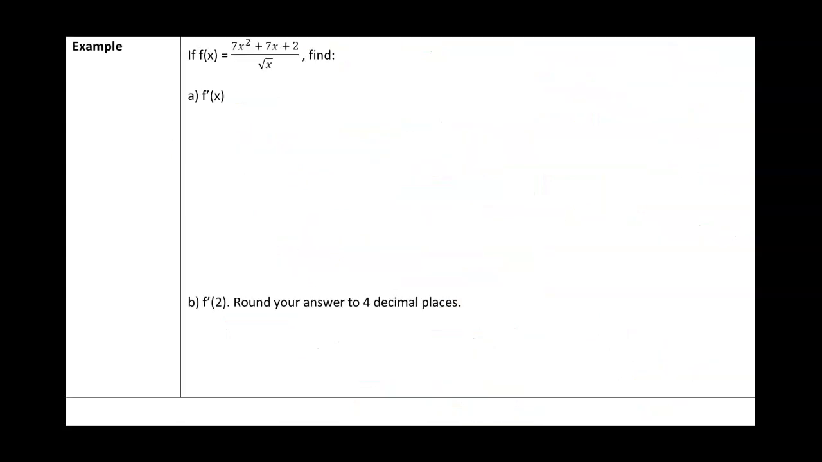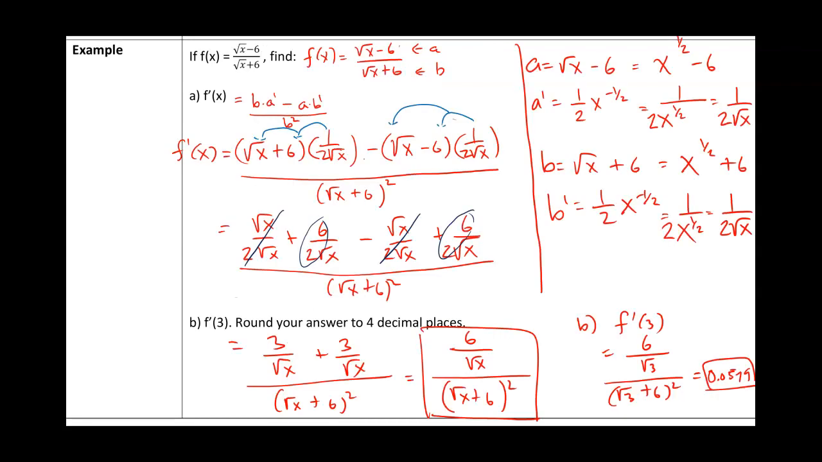Okay, next we have 7x squared plus 7x plus 2 over radical x. So once again, we have the quotient rule because we are dividing two different functions. However, we are going to have an exception to this. The quotient rule, as you saw, can be pretty complicated.